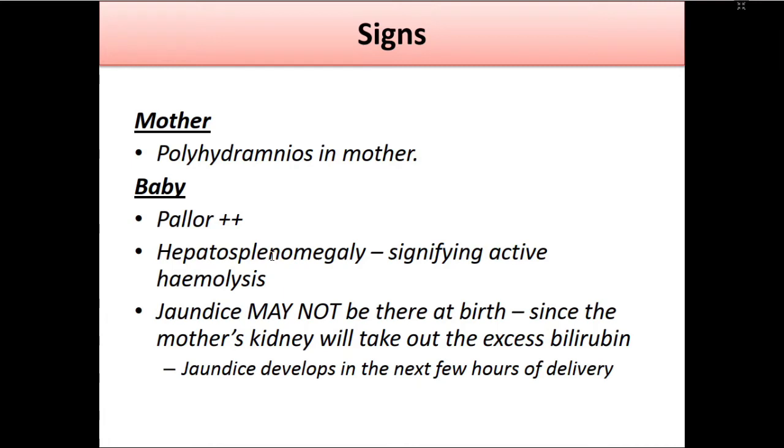Jaundice may not be there at birth since the mother's kidney will take out the excess bilirubin. Jaundice develops in the next few hours after delivery. Basically, jaundice is a yellowish accumulation of excess bilirubin in the body. So the baby may develop excess accumulation of bilirubin in the body that may cause the baby to look yellowish in color.